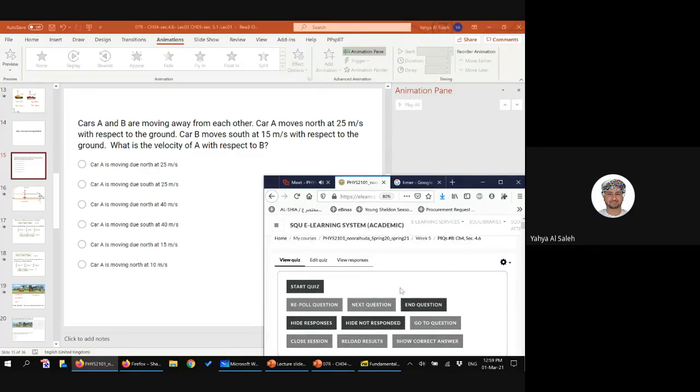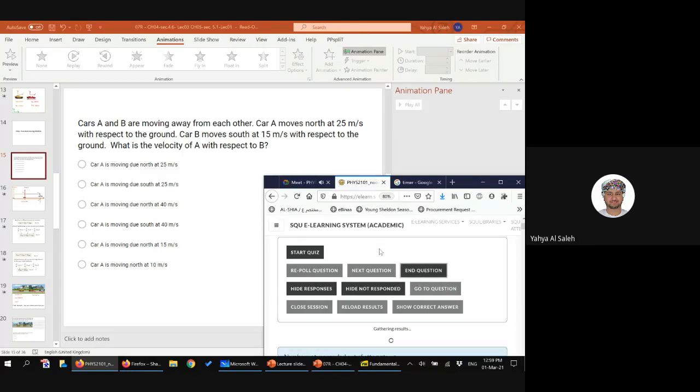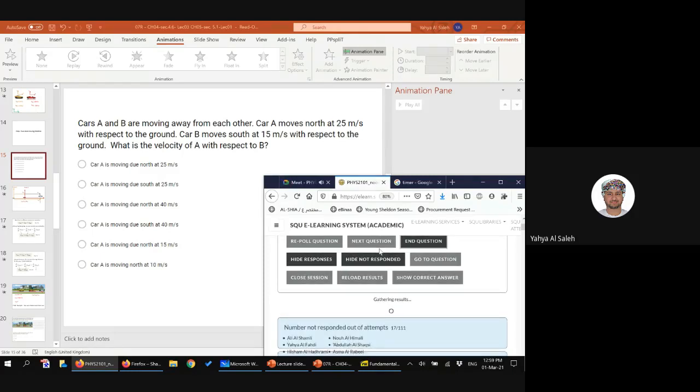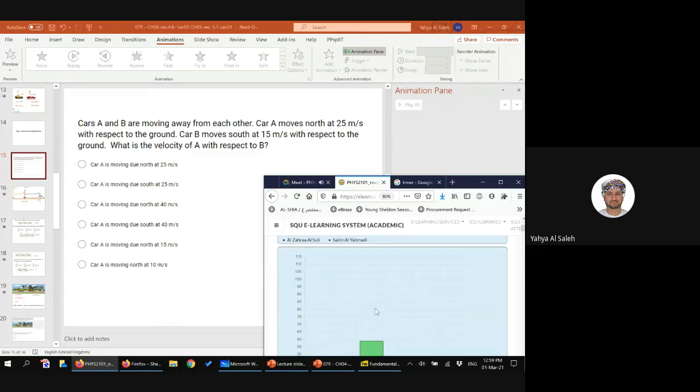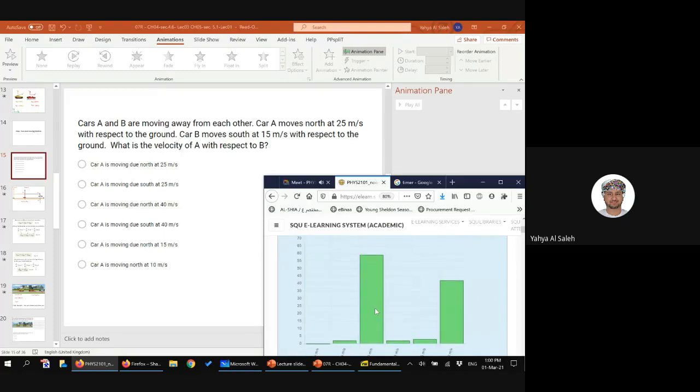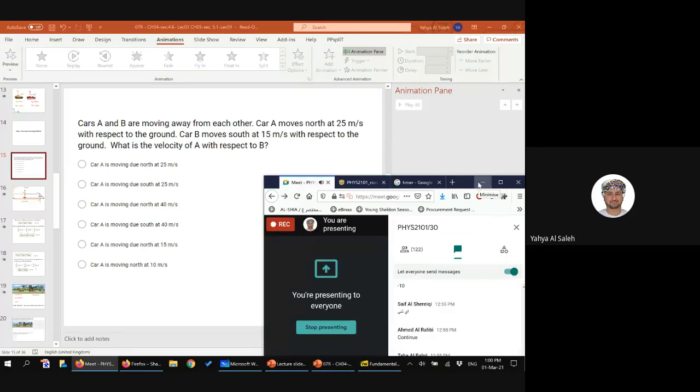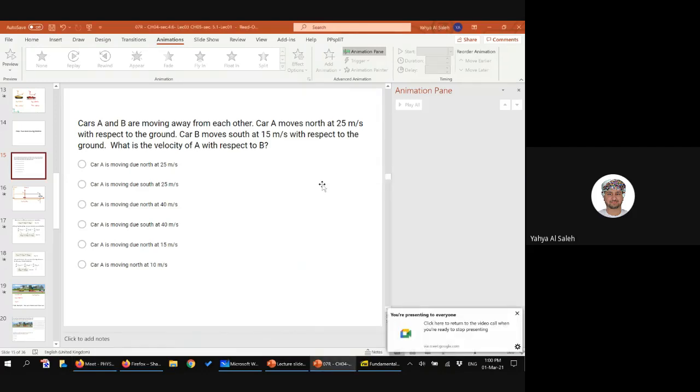Okay, let's see. How did it go? 59 students said car A is moving due north at 40 meters per second. 42 students said car A is moving north at 10 meters per second. So let's see.